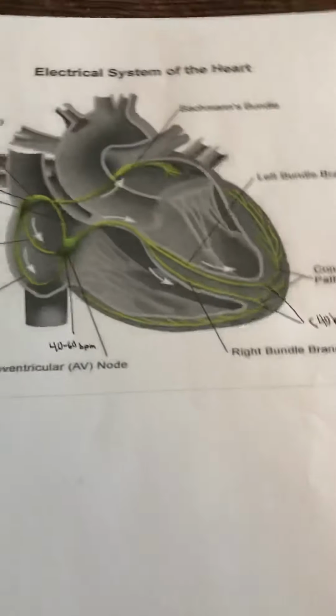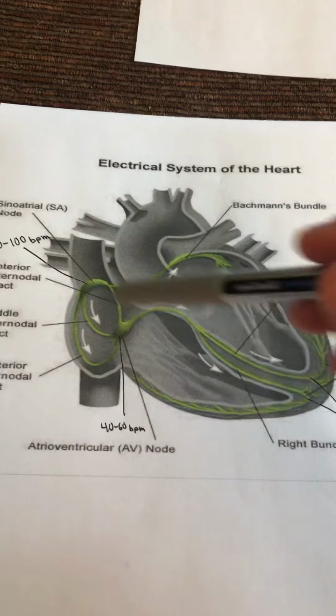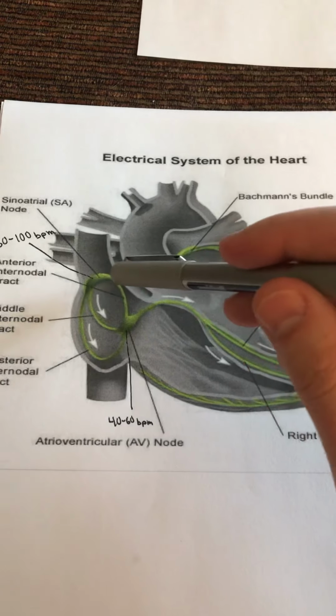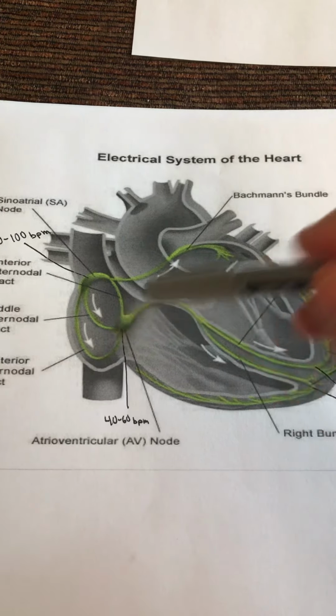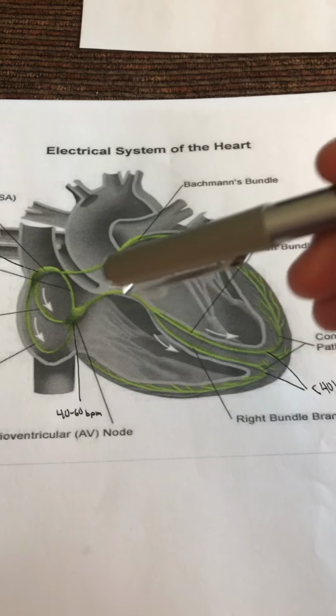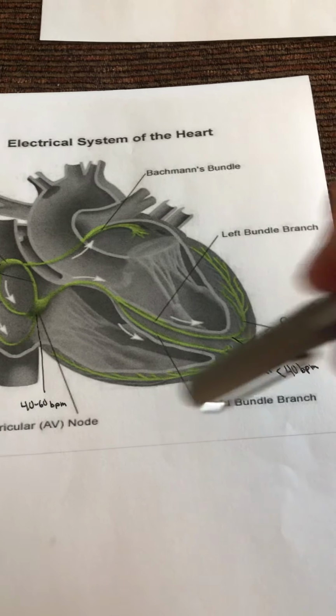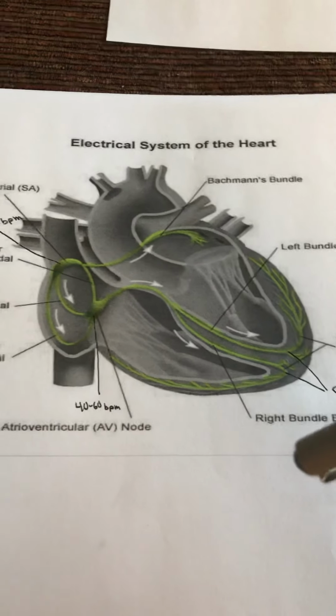So let's talk about the electrical components of the heart. So you have the SA node, you have the AV node or the AV junction, because you also have the bundle of His. You have the left and right bundle branches, and you have the Purkinje pathways.